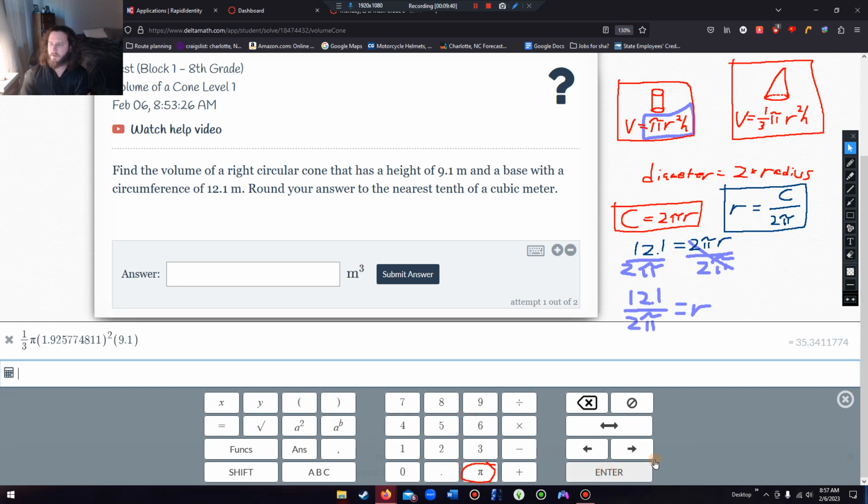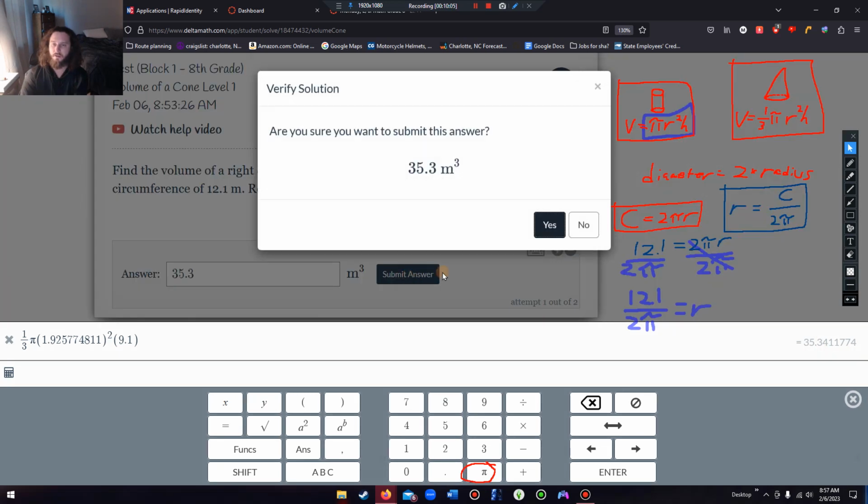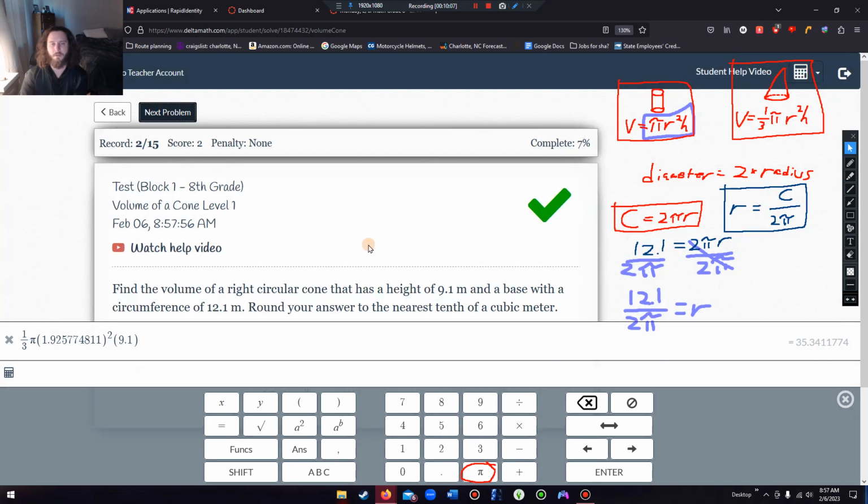All right, so this is what my calculator gave me. We're going to round it now. 35.34. So this is the first time we're going to round down. It is 35.3, and we round down to 0.3, not up to 0.4, because the number next to it is less than 5. It's a 4 or less. So that gives me the correct answer.